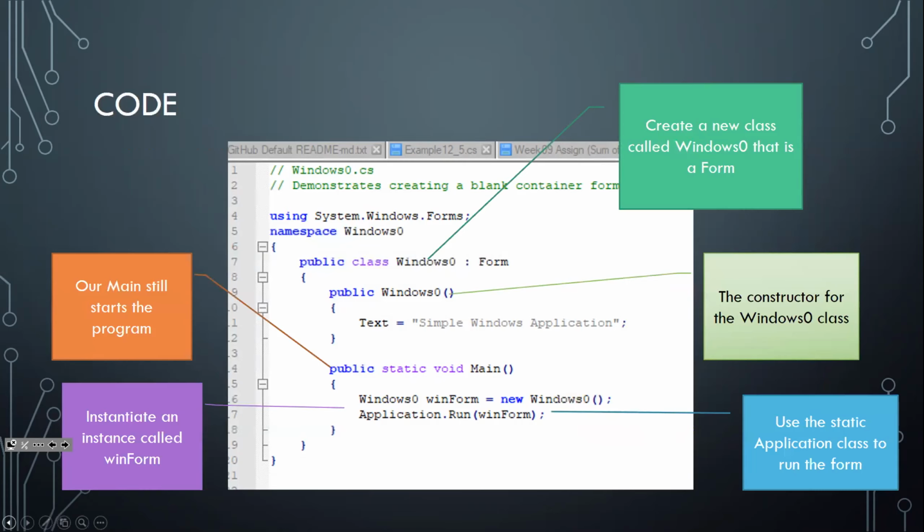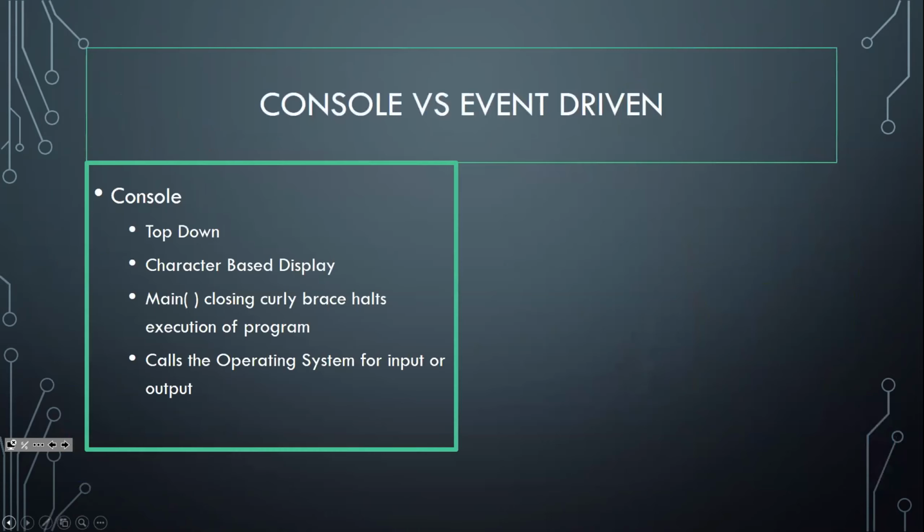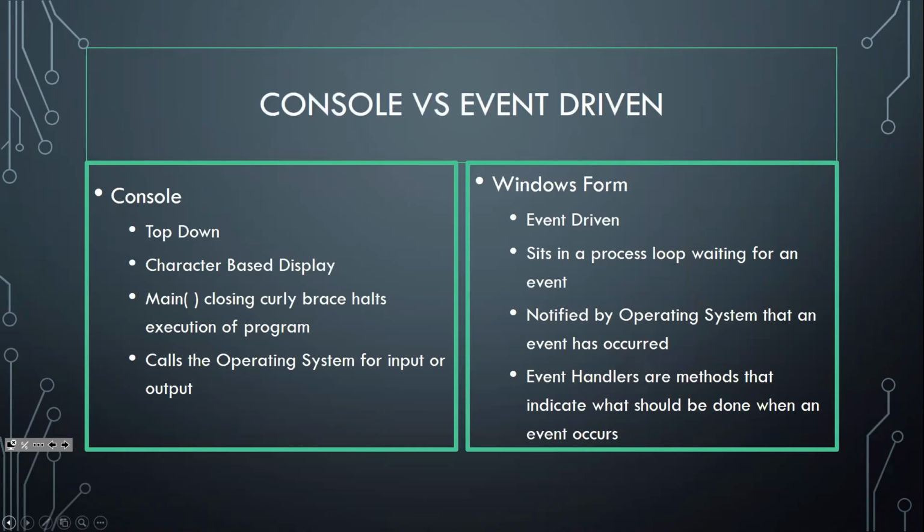Okay, so all of those things are going to happen based on that form. We talked about this last time too. Just really be thinking about it. The console is just top down. Windows forms are event driven. With the console, we had that beautiful character-based display. Our main closing curly brace halts the execution of the program. And with the console app, we call the operating system for input or output. We notice our console window just hangs, right, waiting for us to do something.